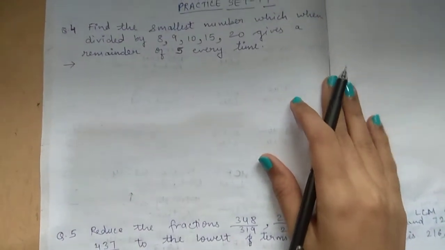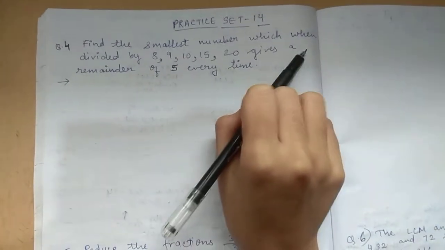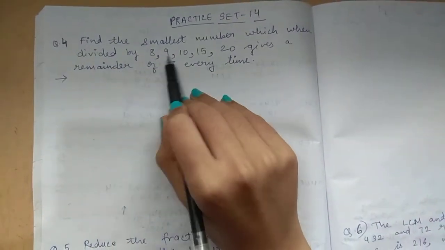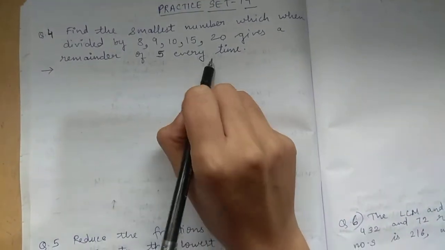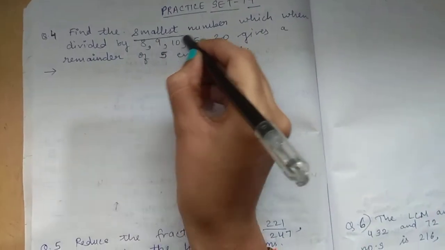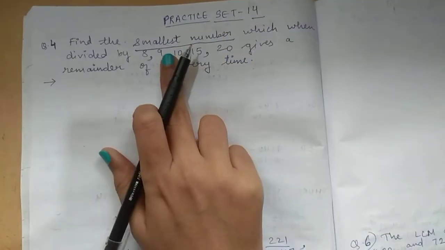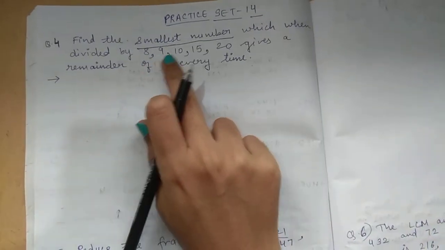Question number 4 of practice set 14. Find the smallest number which when divided by 8, 9, 10, 15, 20 gives a remainder of 5 every time. We have to find the smallest number, so we have to find the LCM. Let's find the LCM of these 5 numbers first.